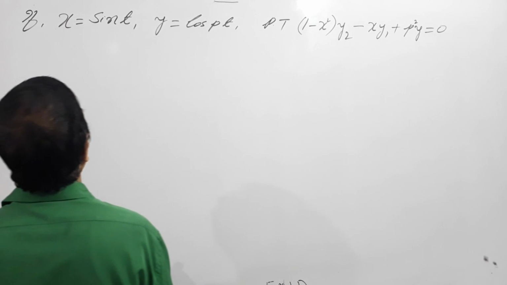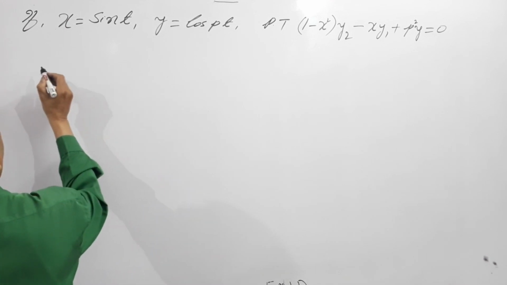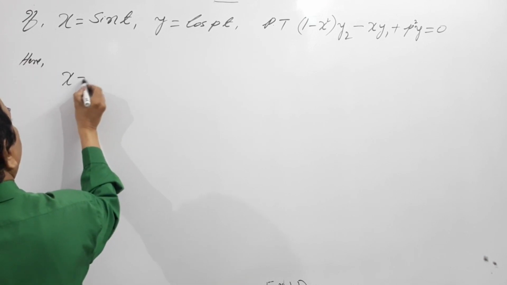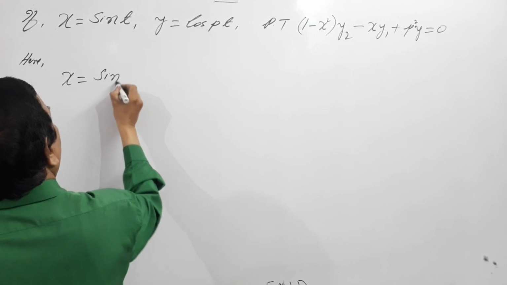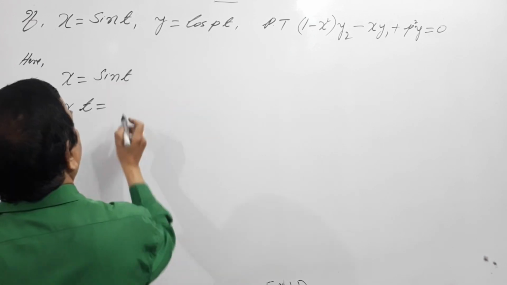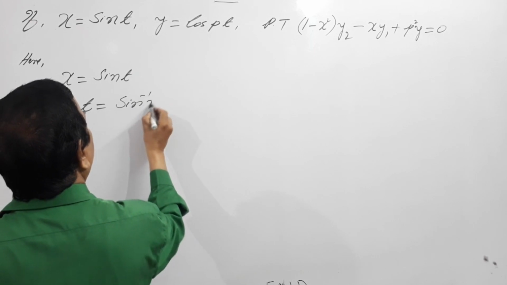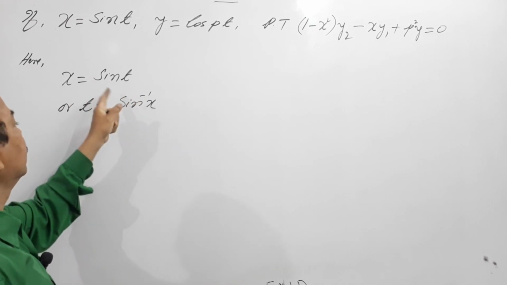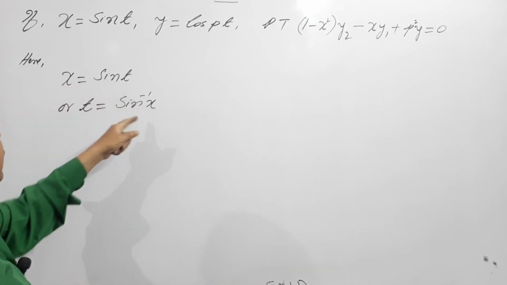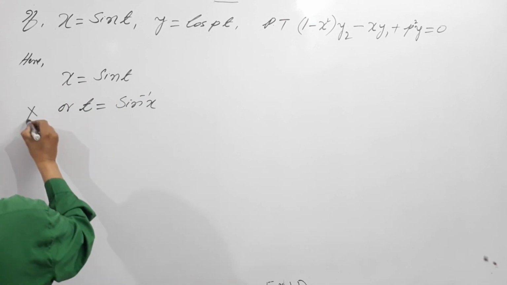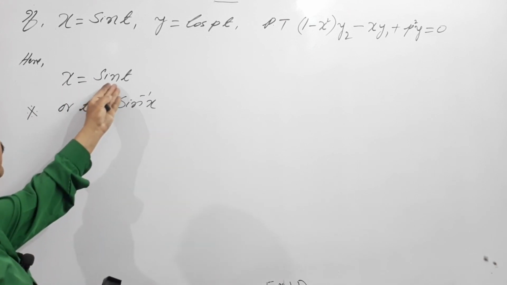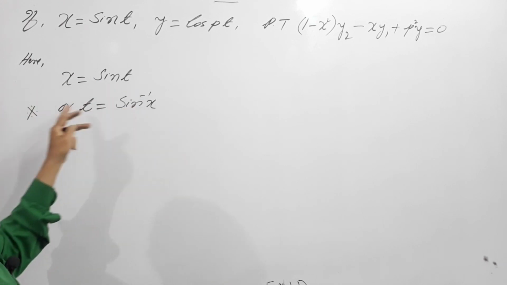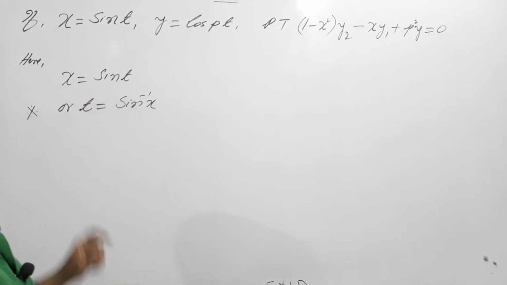Here, first case, x equals sin t. So if you send this sin to the left hand side, it is not sin x into t, so this becomes sin inverse x. This is very important, note this. I am sending only sin, not t. So this becomes t equals sin inverse x. Remember this.